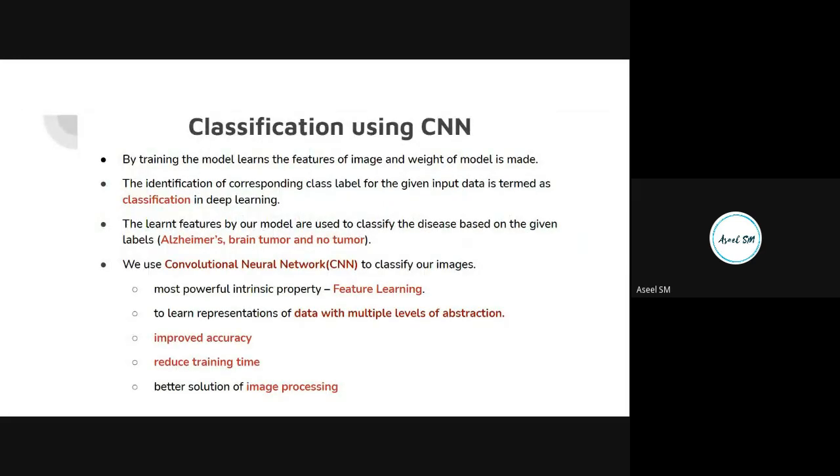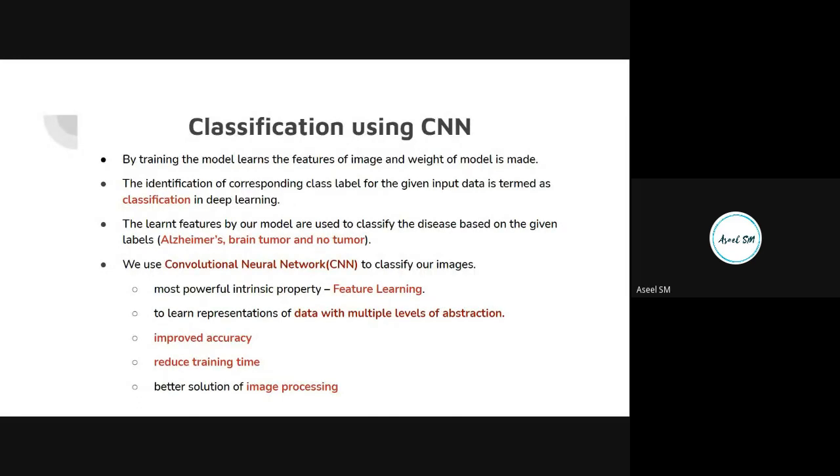So, the classification using CNN. After the model is trained, the features are learned by our model. The model knows how to extract and classify the images we are giving. Classification means identification of the label. For example, if you give a brain tumor image, the model will say it is a brain tumor, or it is Alzheimer's, or it is a no tumor image. This process is involved in the classification. We'll be using three labels, namely Alzheimer's, brain tumor, and no tumor. We'll be classifying only these three labels for now.